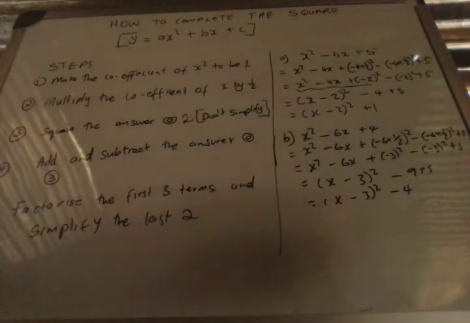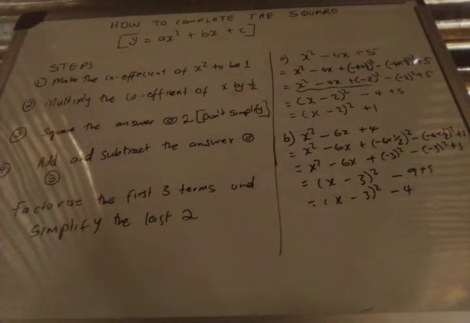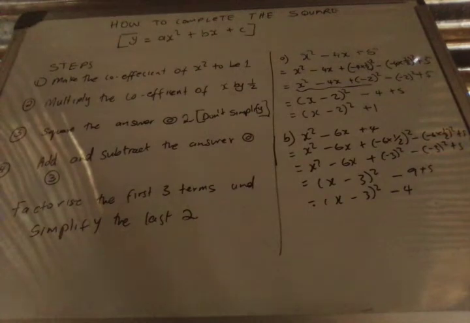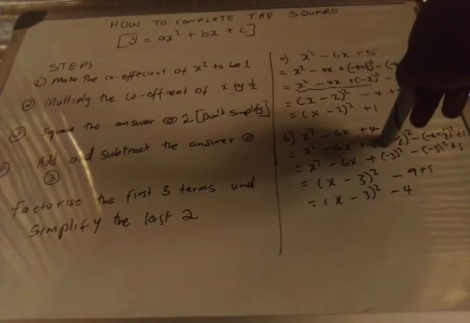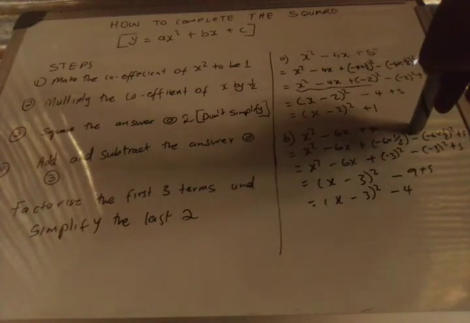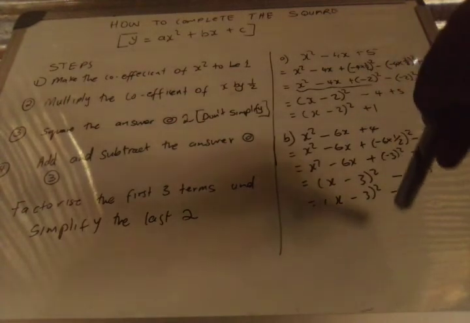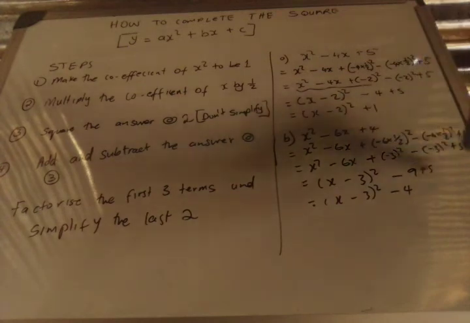Okay, let's go through the next one. Again, we have x squared minus 6x plus 4. The first step says that the coefficient of x squared must be 1. In this case, it's 1, which means we will skip step 1. Next we take the coefficient of x and multiply it by half. The coefficient of x is negative 6. We multiply it by half, and then we square the answer. Then add it and subtract it. So we have added that and we have subtracted this.